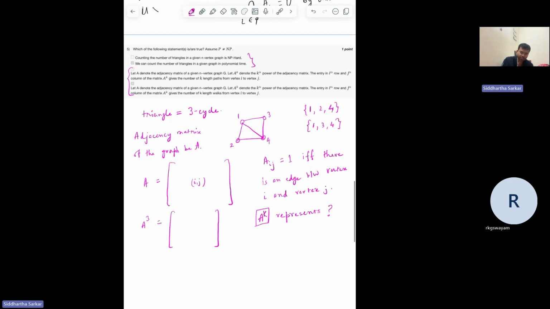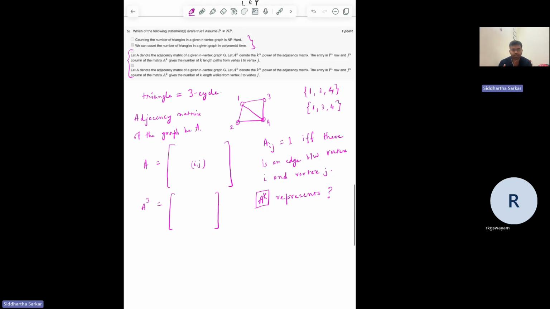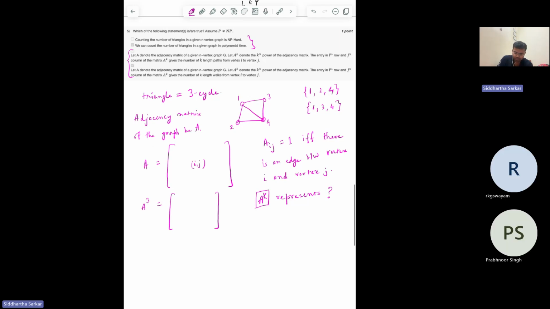So let me take an example and we will understand. Once we see the example, then we will remember it. Let us say I take a simple graph, a triangle. This is vertex 1, this is vertex 2, vertex 3. Now I can write the adjacency matrix of this graph. So this is 1, 2, 3, this is 1, 2, 3. One is not connected to itself, but one is connected to 2 and one is connected to 3. Similarly, 2 is connected to 1 and 3. 3 is connected to 1 and 2. So this is the adjacency matrix A corresponding to this graph.